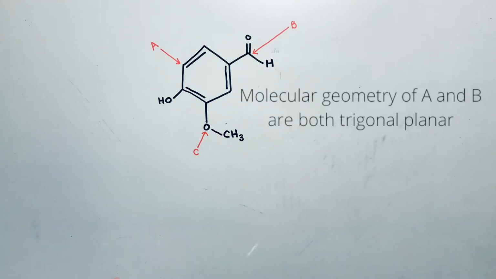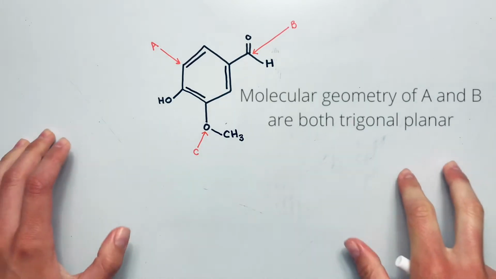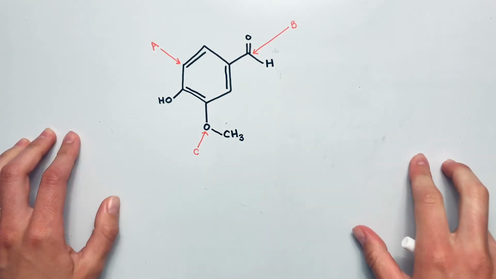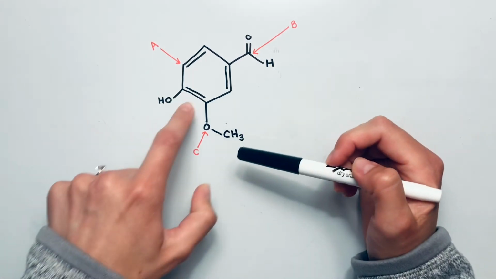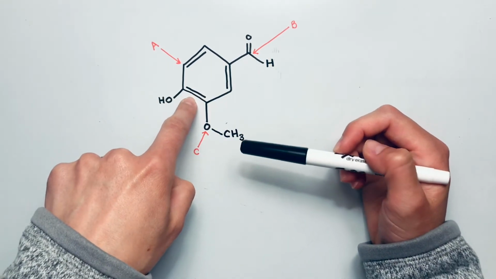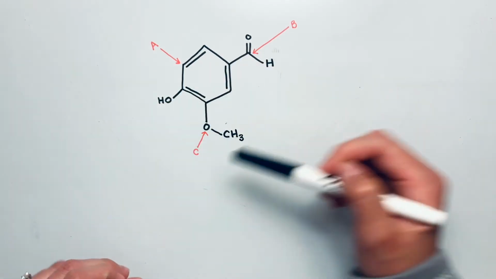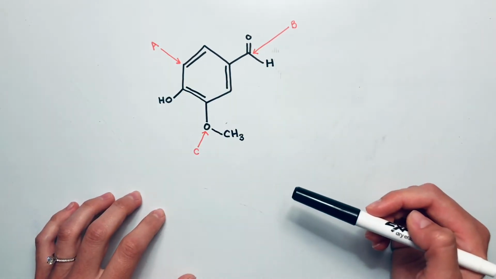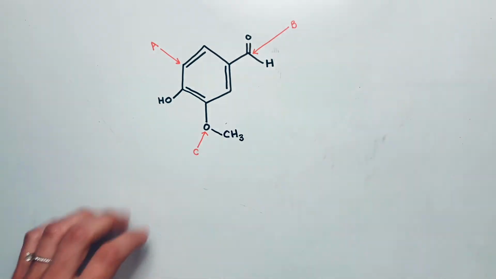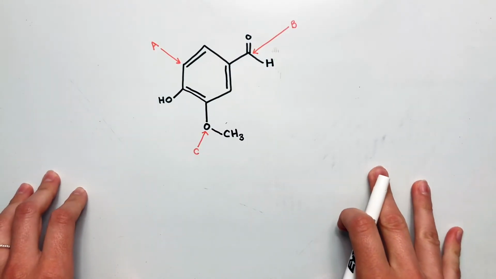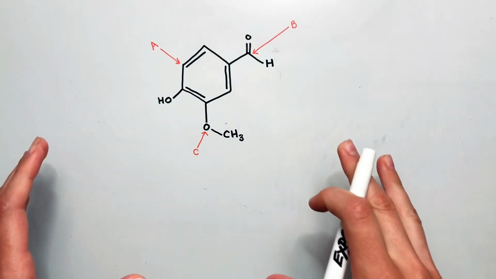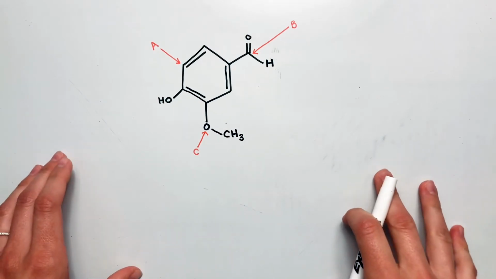Now looking at this, how many pi bonds does this molecule contain? I'll give you a second to think about it. If you got 4, that's the correct answer. So when you have double bonds, that's where you're getting your pi bonds from. So 1, 2, 3, 4. 4 pi bonds.